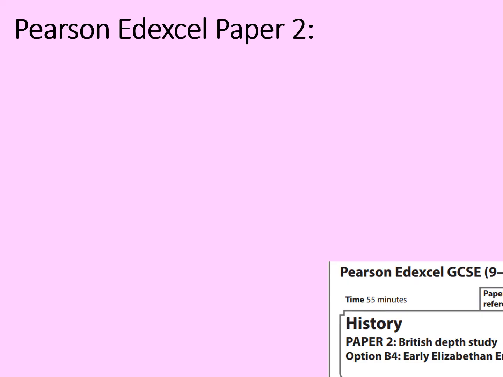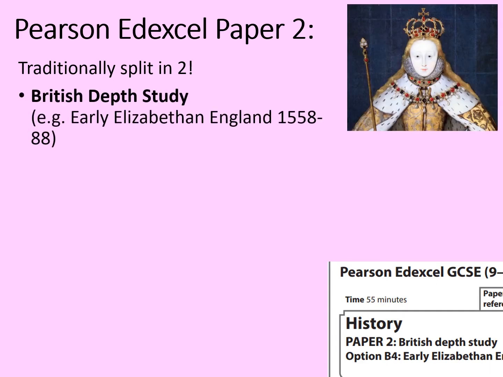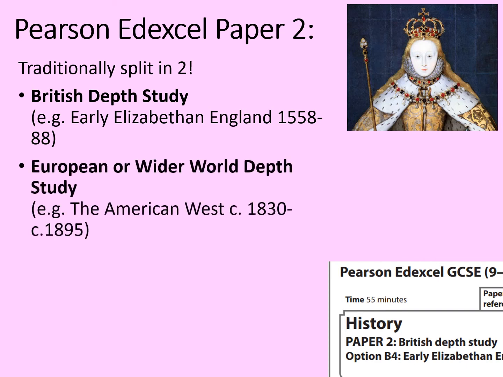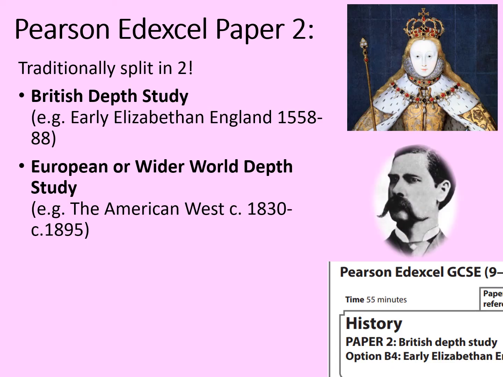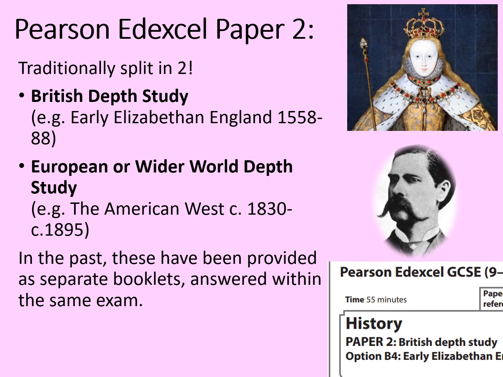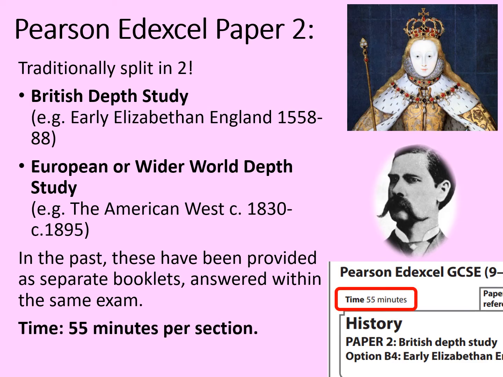Firstly, a reminder of how this paper is structured. It's traditionally split into two. One is a British depth study, e.g. Early Elizabethan England 1558 to 88, and the other is a European or wider world depth study, e.g. the American West 1830 to 1895. In the past, these have been provided as separate booklets answered within the same exam, although on one occasion they were taken as separate exams. The time allowed for each section is 55 minutes, so that's how long you'll have to answer the entire paper. This particular practice is going to be focused on the British depth study, Early Elizabethan England, 1558 to 88.